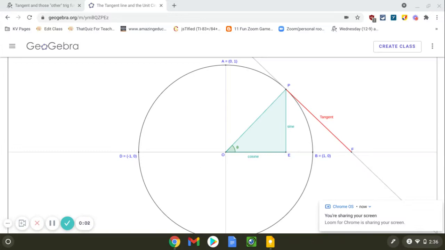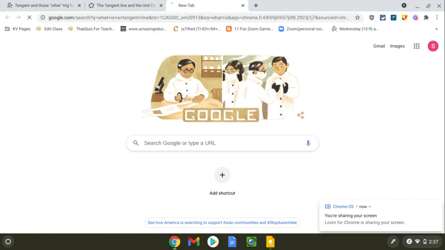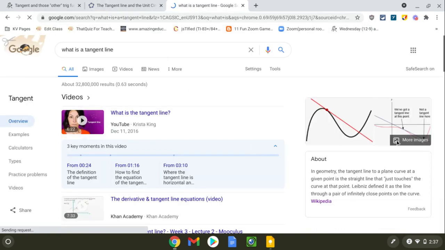All right, so I want to show you in this video how the definition for tangent is related to the other definition of tangent. So a tangent line, all right, what is a tangent line? It's a line that barely crosses something. Actually, here, let me look at a circle.